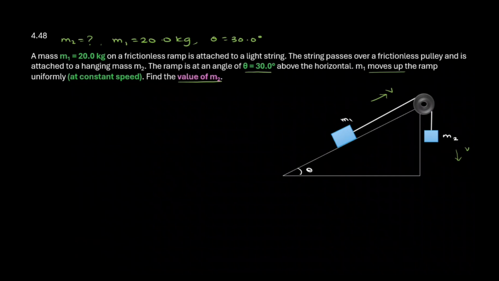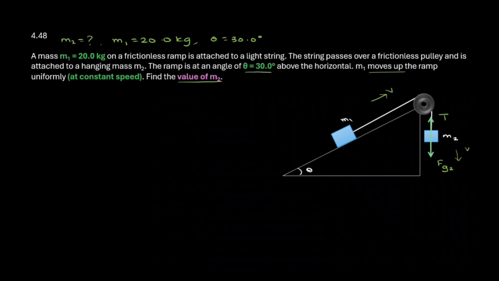Mass M2 is hanging from the pulley and is moving downward with a constant speed V. The first force that we will show on M2 is force due to gravity Fg, which is vertically downward. We write this as Fg2. And then you have the tension in the string, which is pointing towards the suspension point.